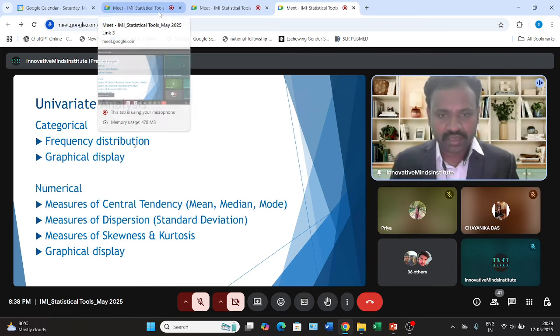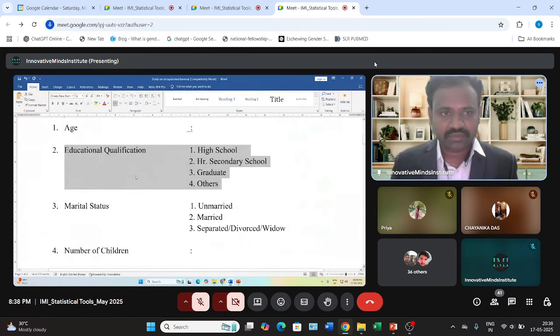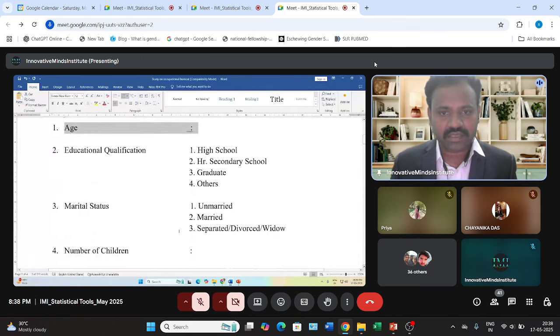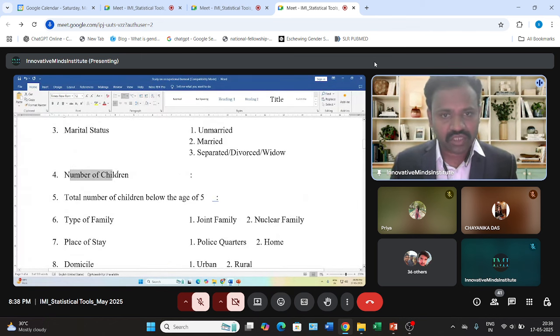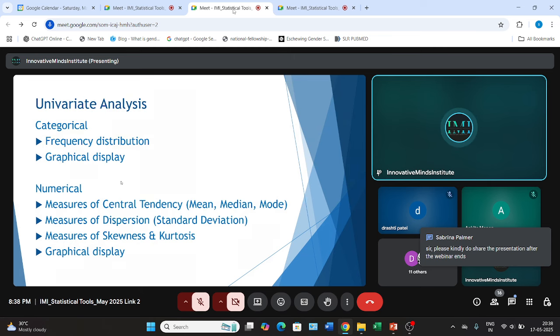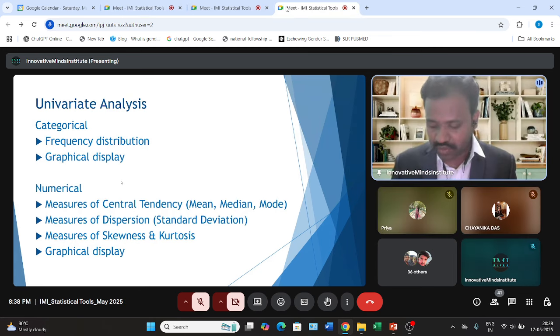If your data is numerical, for an example, age is numerical. There is no answer, which means numbers. Income, number of children. These come under the numerical level of measurement. So if it is numerical, meaning interval or ratio, whatever it may be, then you can apply the basic level of statistics: measures of central tendency, mean, median, mode, measures of dispersion like standard deviation, measures of skewness and kurtosis. And graphical display like a line chart, you can do it.